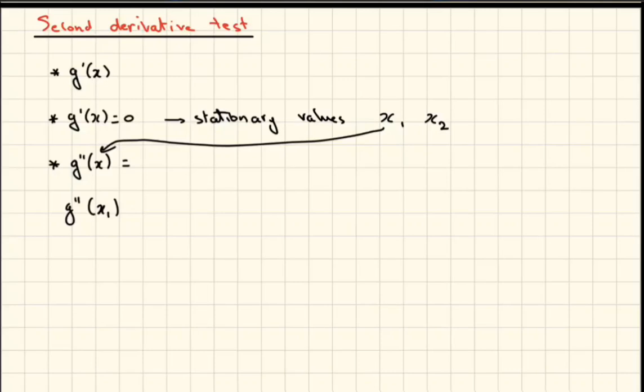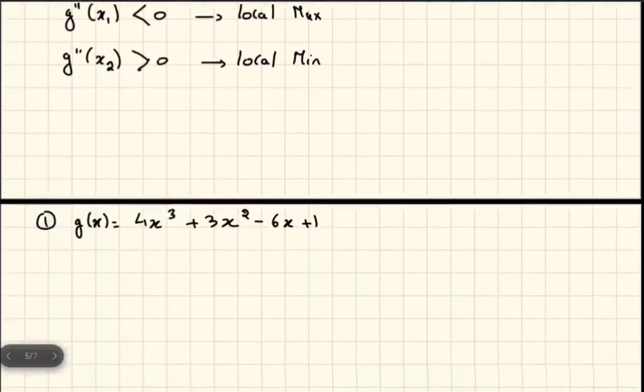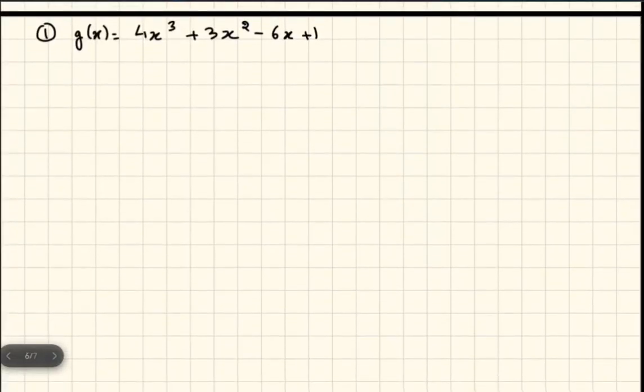In case you replace the x value in g double prime and you get an answer that is negative, in this case we say we have a local maximum. If you replace the stationary value of x in g double prime and you get an answer that is positive, we say we have a local minimum. As simple as this.